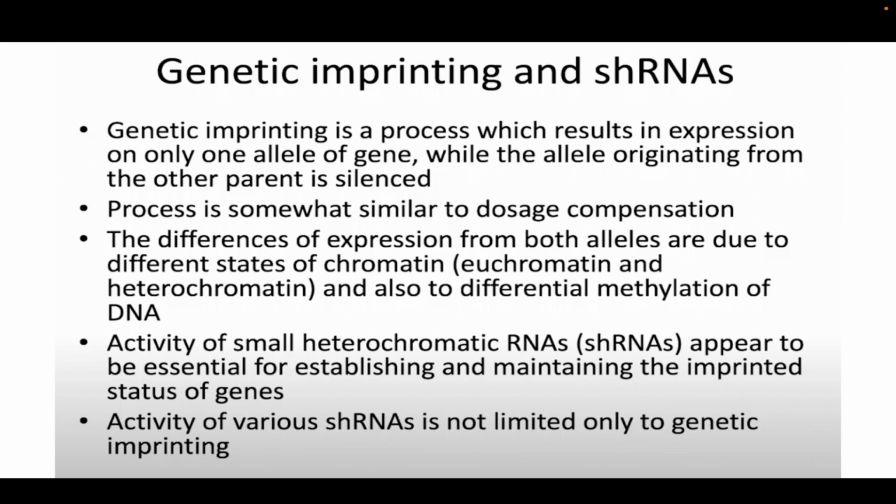So in that case, these small heterochromatic RNAs maintain this repression, they maintain the imprinting. If there is one chromosome which gets imprinted, that needs to be maintained for the whole life process. That is called the imprinted status of a gene, and these non-coding RNAs are essential for that process. Understood?